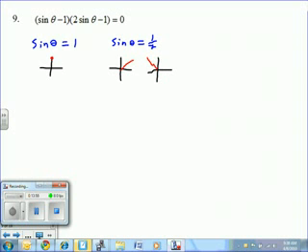First and second. And where does it equal 1/2? 30 degrees. So we have this angle and this angle. So theta equals 30, 90, and 150 degrees.